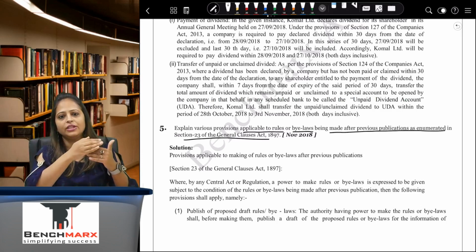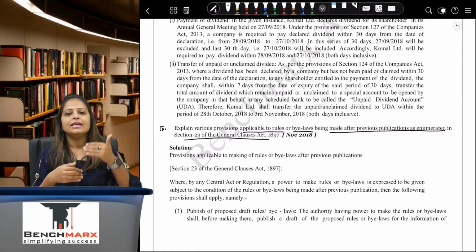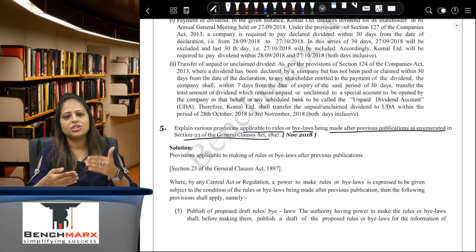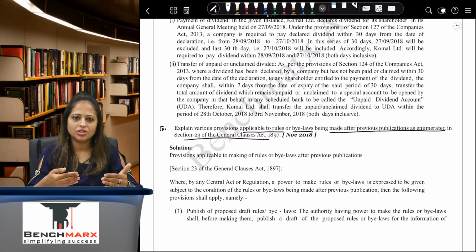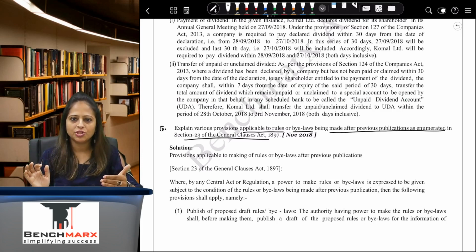Similarly here, when you're having rules or bylaws, first you will give out the draft rules or bylaws, then people will give their comments, you will take the suggestions into consideration, and then you will have another copy, and the final copy will be the one which is published in the official gazette. So this is what you will have to write down in theory.